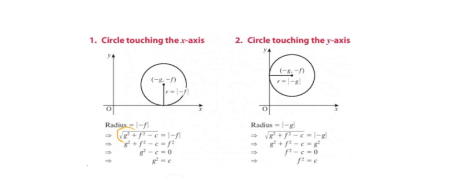Then this is the formula for radius. What we're saying is that the radius is equal to the absolute value of minus f. And then if you square both sides, the f squares cancel out, and you end up getting g squared is equal to c. So g squared will always be equal to c if the circle touches the x-axis, and f squared will always be equal to c if the circle touches the y-axis.